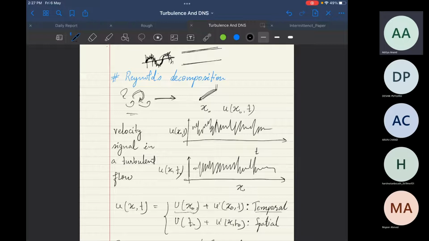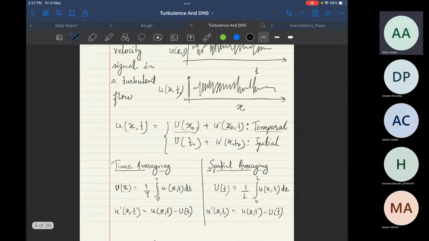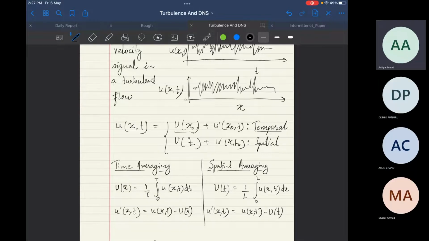But for most of the cases that are relevant to research purposes, we look at flows which are stationary in time, so there is no large scale unsteadiness. But if there is, you have to take care of that. So in a similar fashion, we can also define spatial average velocities like this. And once you have the average, you get the fluctuating part by subtracting it from the instantaneous part.